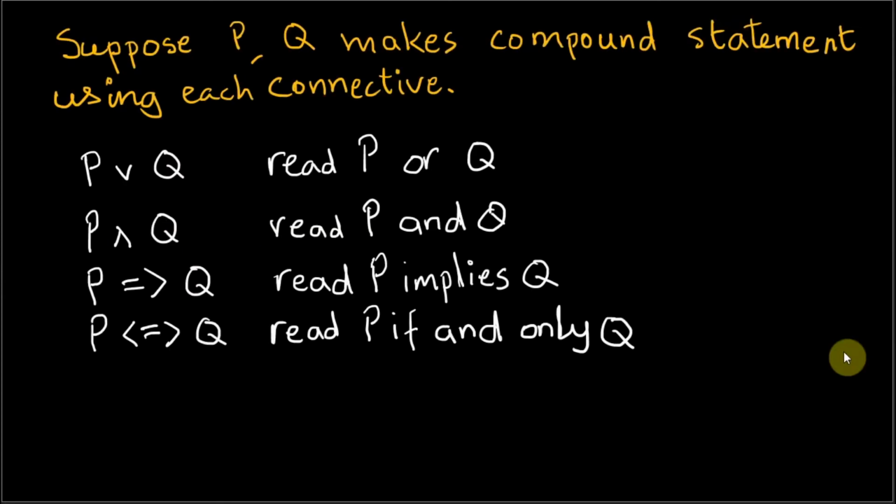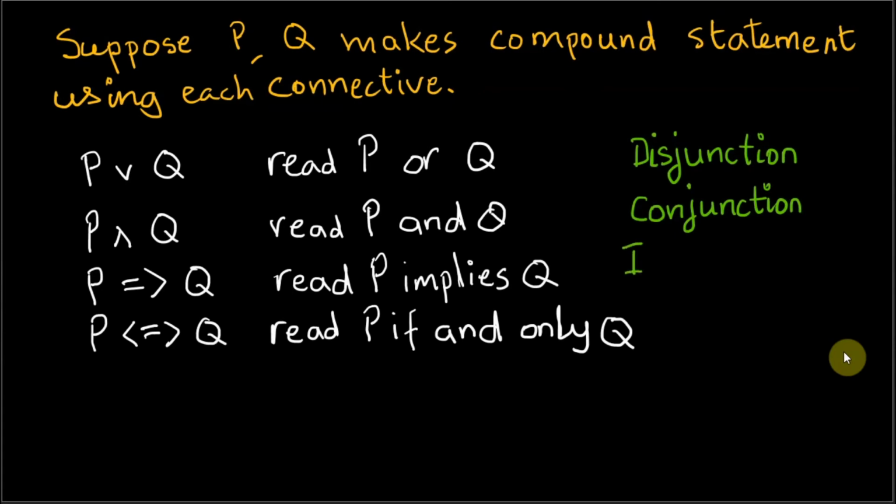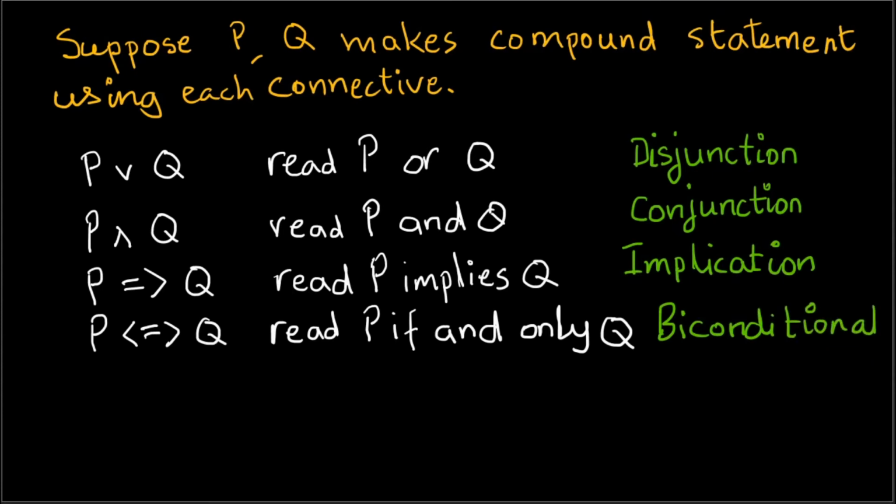Suppose we have two variables P and Q and we make a compound statement using each connective. The first one is read as P or Q and the symbol is called disjunction. The second is read as P and Q and the symbol is called conjunction. The third is read as P implies Q and the symbol is called implication. The fourth is read as P if and only if Q and the symbol is called biconditional.